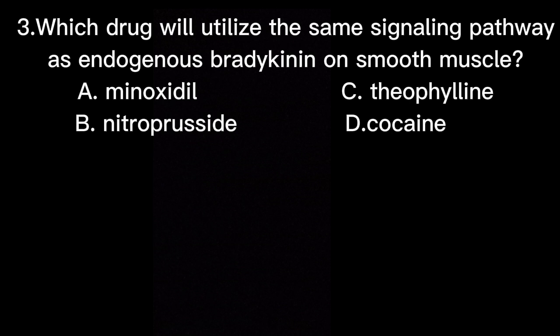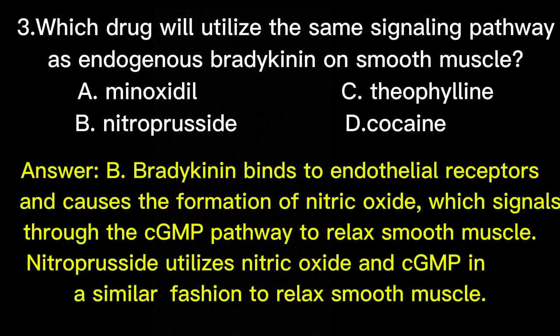Question number 3. Which drug will utilize the same signaling pathway as endogenous bradykinin on smooth muscle? A. Minoxidil, B. Nitroprusside, C. Theophylline, D. Cocaine. Answer: B. Bradykinin binds to endothelial receptors and causes the formation of nitric oxide, which signals through the cGMP pathway to relax smooth muscle. Nitroprusside utilizes nitric oxide and cGMP in a similar fashion to relax smooth muscle.